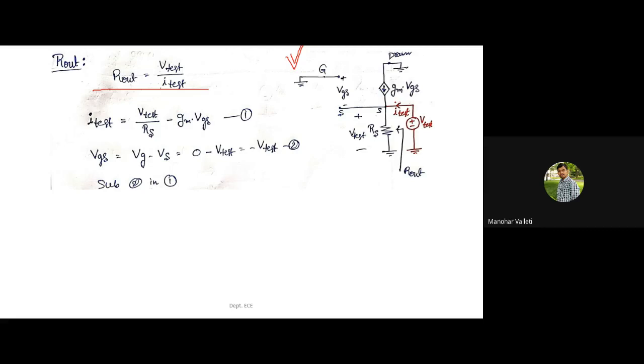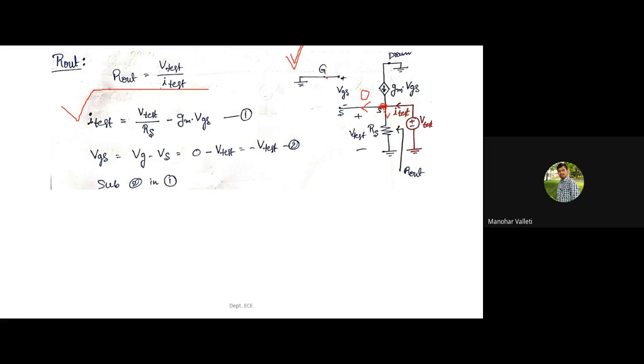So that is the intention here. If you apply here I test, so I test is the entering current, and the current flowing through the RS resistance is V test by RS, right? The current flowing in this is gm VGS, and the current flowing here is 0 amps. So we are applying KCL here, and you will get this equation. I test, the entering current, is equal to the leaving current. I test equals V test by RS minus gm VGS.